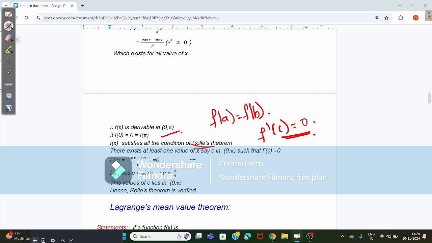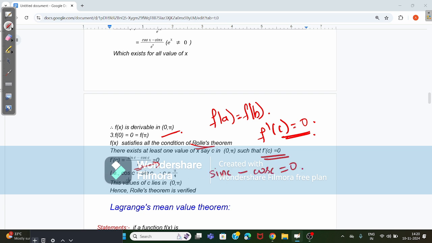There exists at least one value of x, say c, in 0 to pi, such that f dash of c is equal to 0. Means f dash of c is equal to (sin c minus cos c) by e power c. Taking cos c minus sin c to the opposite side gives the value 0, so sin c minus cos c is equal to 0.